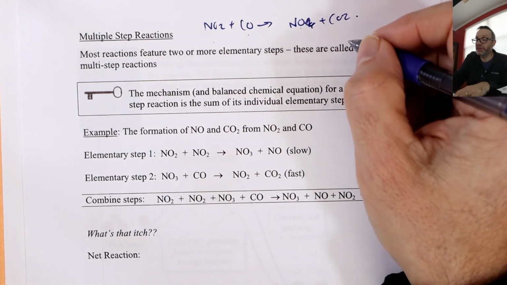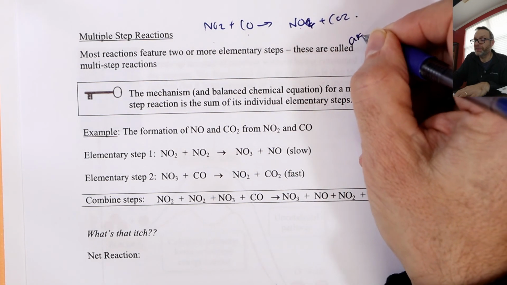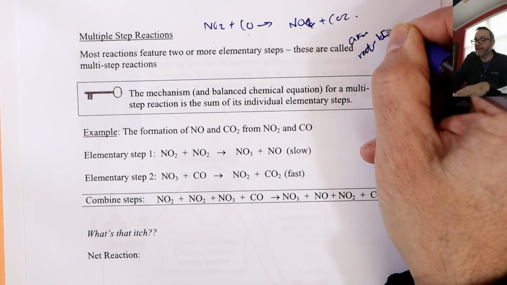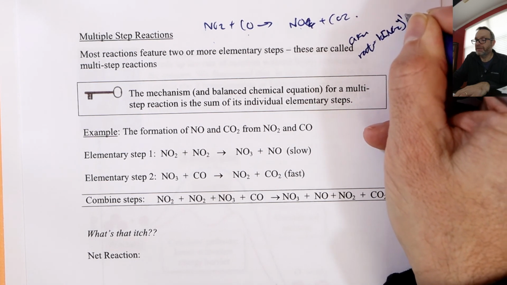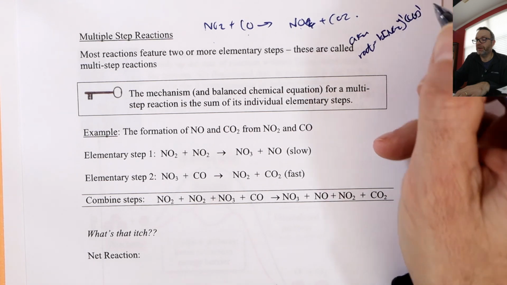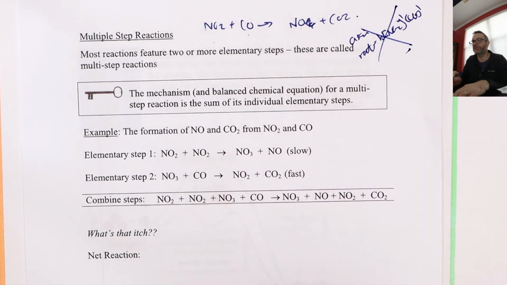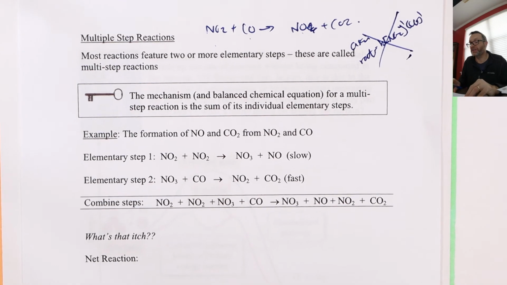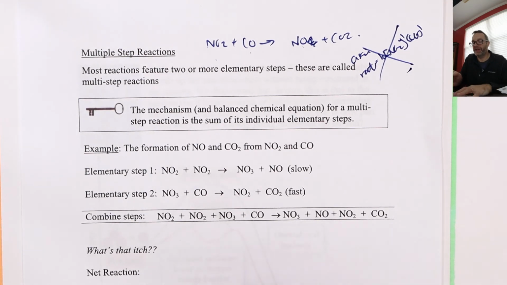So you may assume, incorrectly, rate equals k[NO2]^1[CO]^1. You may assume that, and that's absolutely wrong because it's not a one-step reaction. It's actually a two-step reaction, yeah? So what we actually find out is this.